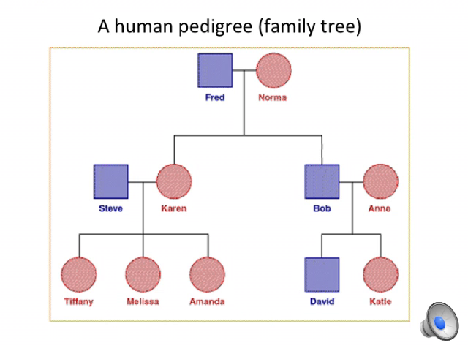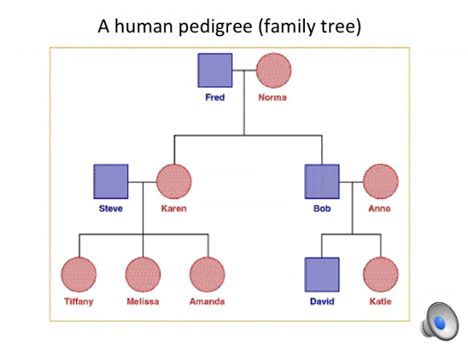Okay. So we've got Karen and Bob, they're the offspring of Fred and Norma, and they each go on to have offspring of their own. So you can see that Karen on the left mates with Steve, and they have 3 female offspring, Tiffany, Melissa, and Amanda. And then over on the right, we've got Bob, and he mates with Anne, and they have 2 offspring, a male named David and a female named Katie.